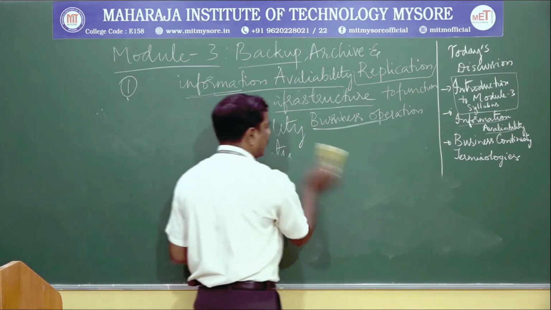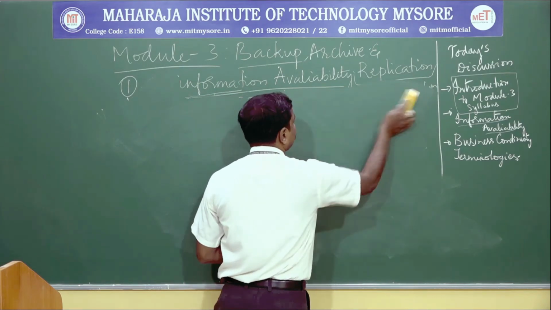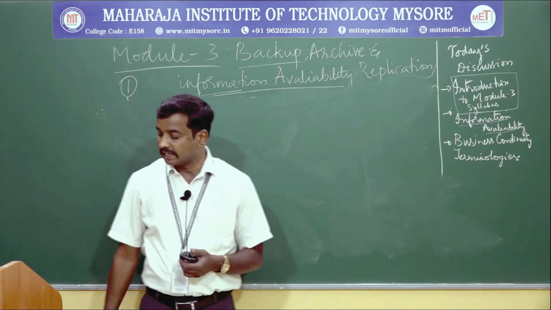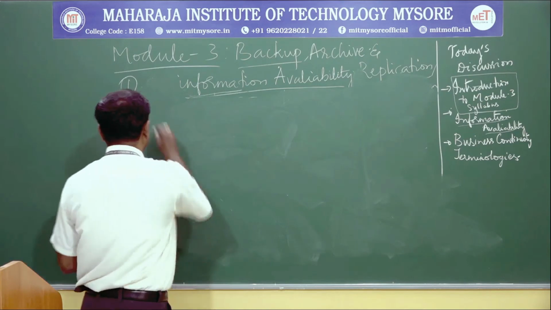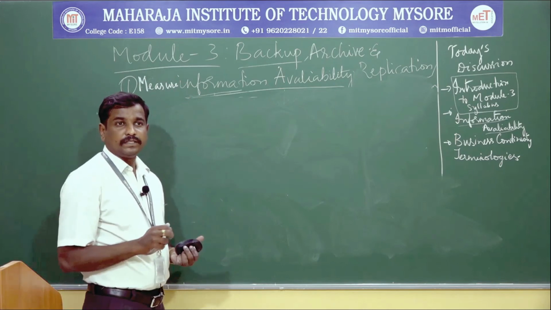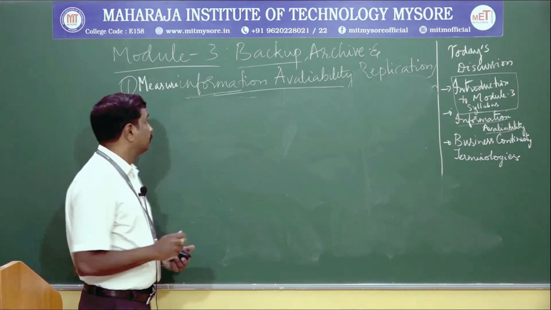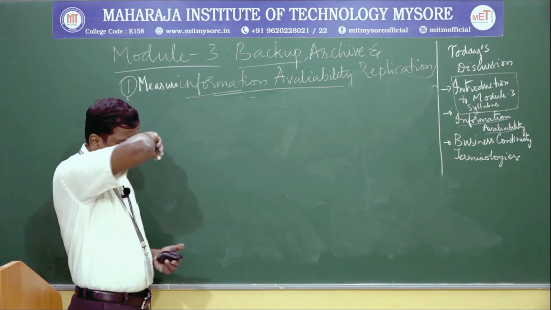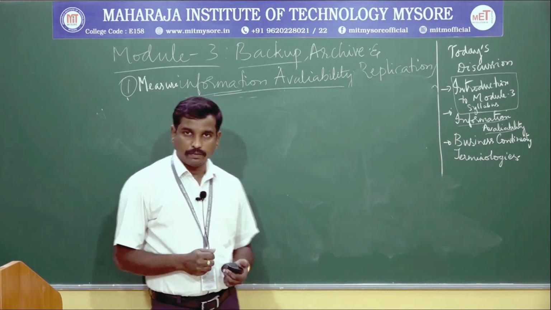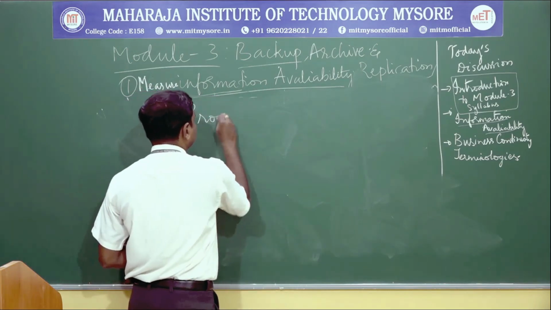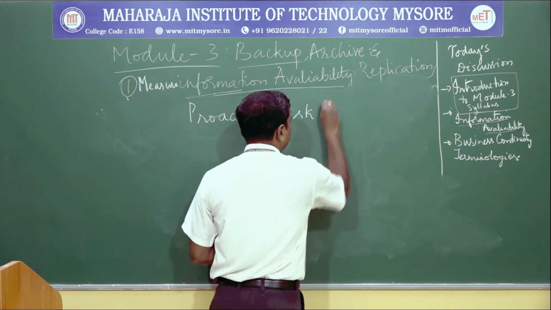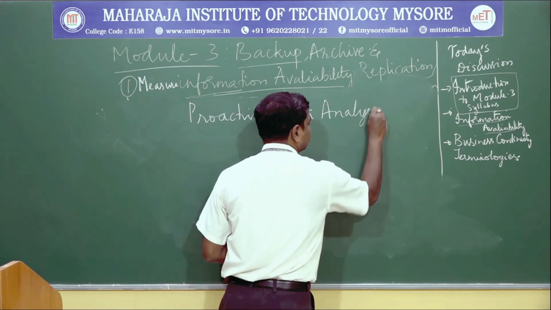Then let us understand the measurement of business information availability, the technical measurement of business availability. How do we measure business availability? How do we measure the information availability? We measure the information availability by using a concept called proactive risk analysis.